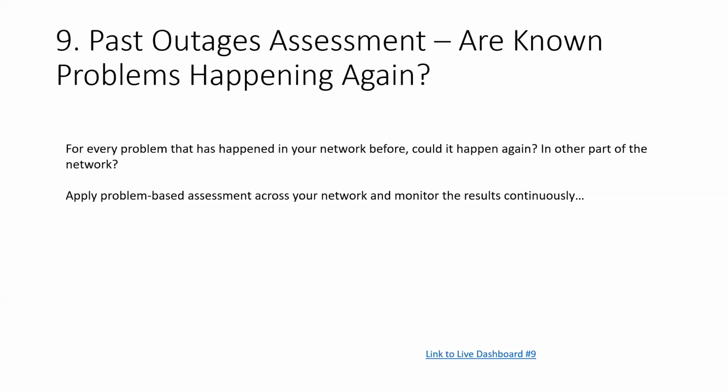Well, what we can do with NetBrain is when we solve this outage for one part of the network, we can replicate the automation network-wide. So any instances where we have a WAN link, any applications that have QoS, as examples, we can now assess those continuously, not just for the one application that had the problem, but network-wide. So we're able to apply that across the whole network and monitor those results continuously. And that's really the goal here.